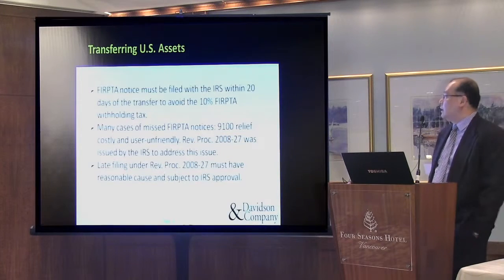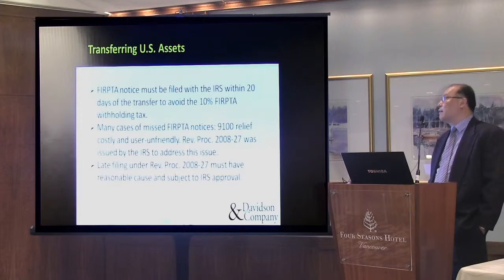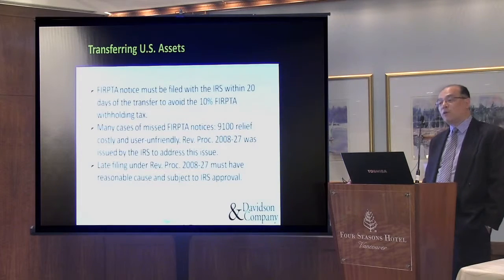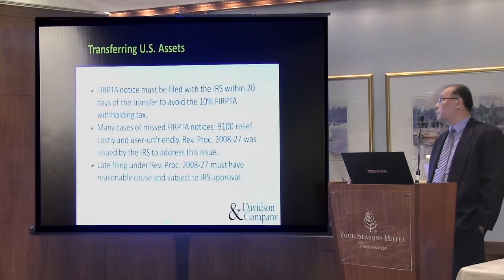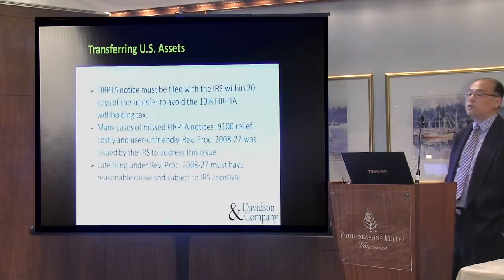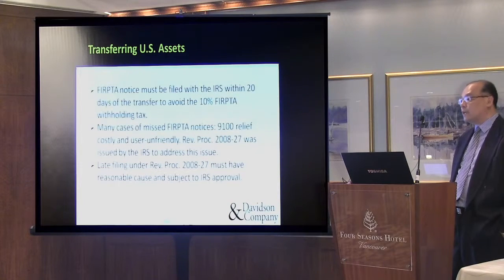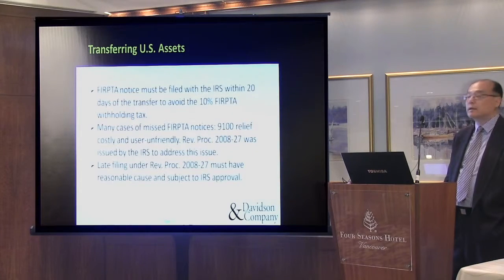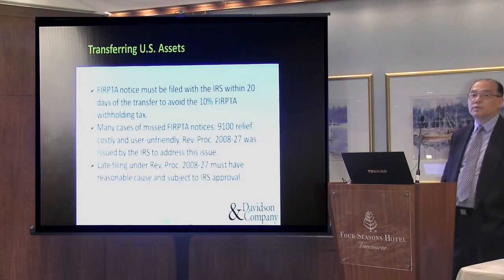So even if we meet this requirement under 351 and A97, where it is a non-recognition transaction, there is still housekeeping stuff that you have to do. Namely, you have to provide the IRS with notice within 20 days of the transfer that this is what you have done. And you have to tell them under what code provision you think this transfer is non-taxable in order to avoid this 10% withholding tax.